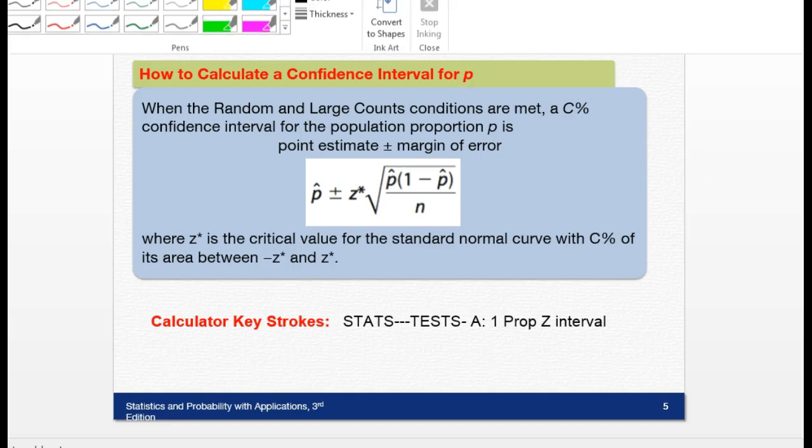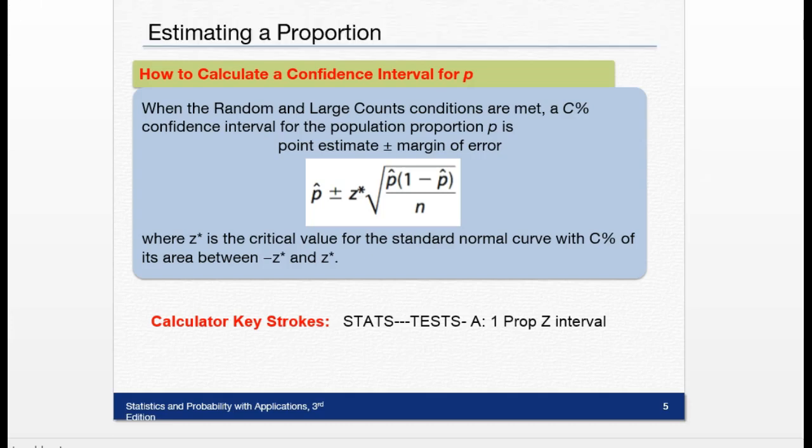So here it is. Write it down. When the random and large counts conditions are met, a whatever percent confidence interval for the population proportion P is the point estimate plus or minus the margin of error. So all of this right here is the margin of error. Okay, we just discussed that. So write this down. Critical value is Z star right there. I'm going to show you how to find that.